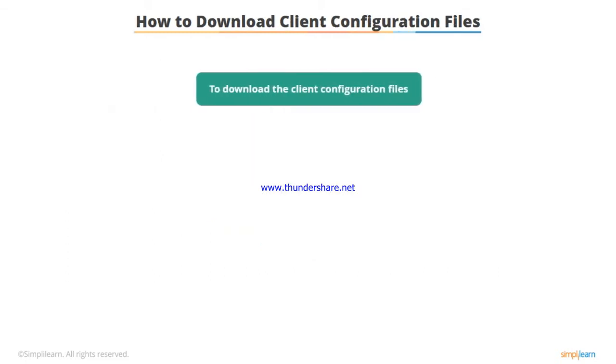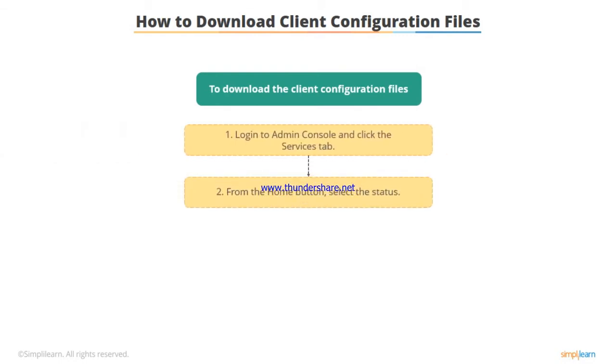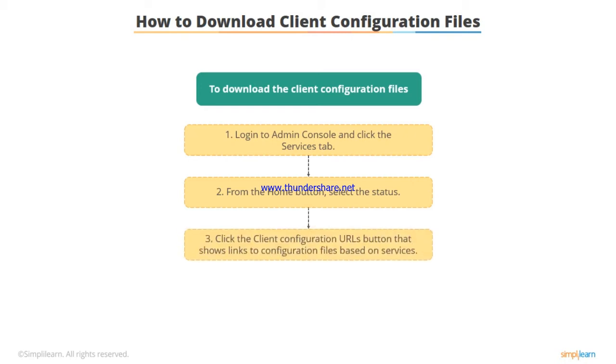To download the client configuration files, log into Admin Console and click the Services tab. From the Home button, select the status. Click the Client Configuration URLs button that shows links to configuration files based on services. Save the link and download the configuration files.